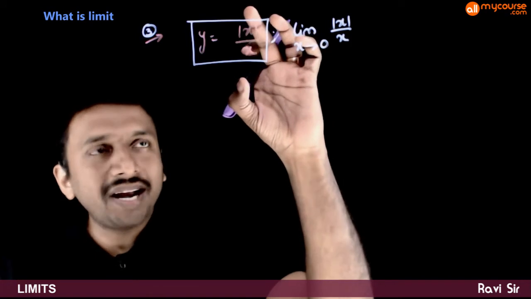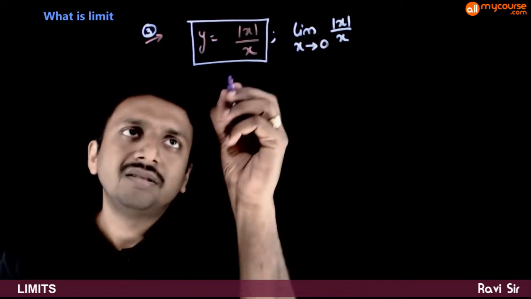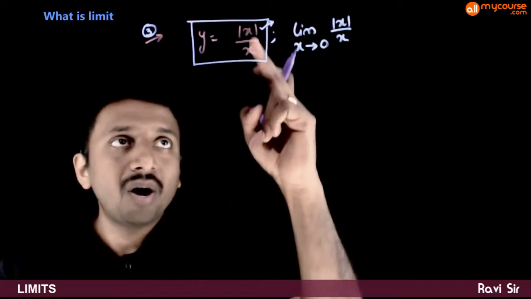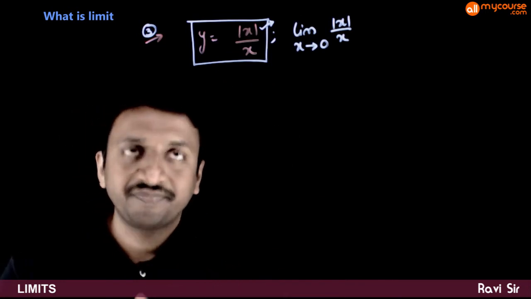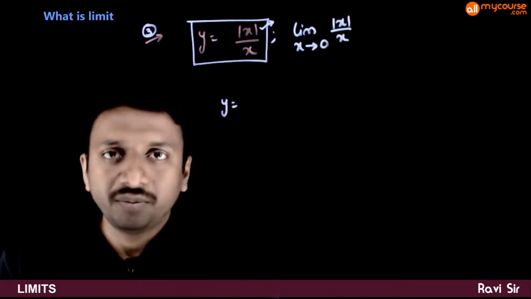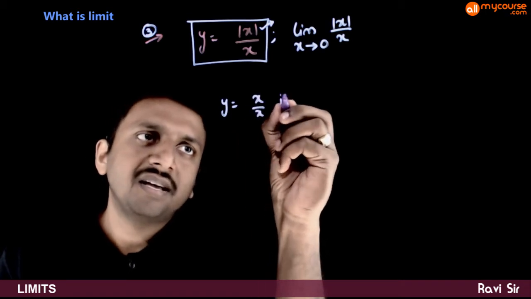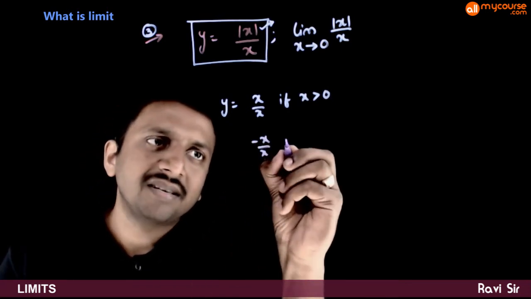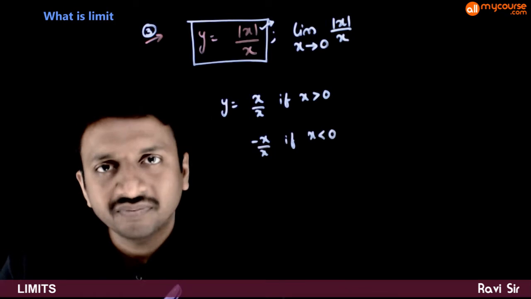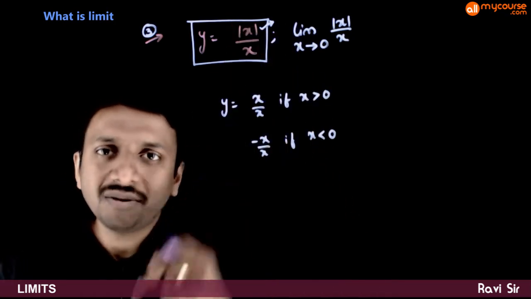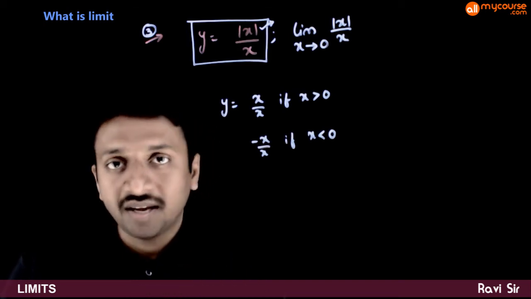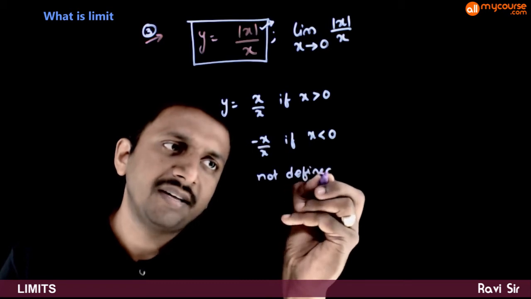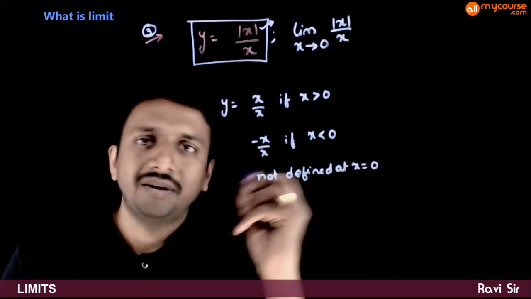If you try to write it in piecewise fashion, we know that mod x is equal to plus x if x is greater than 0, and mod x is equal to minus x if x is less than 0. So y is equal to x by x if x is greater than 0, and minus x by x if x is less than 0. And when x is equal to 0, you're getting 0 by 0. That means the function is not defined at x is equal to 0.